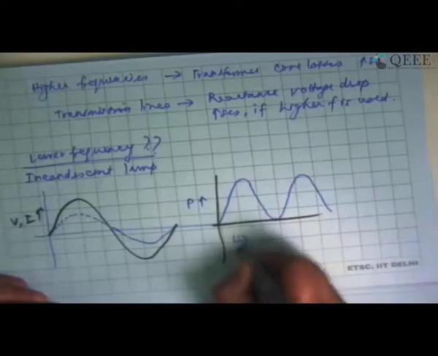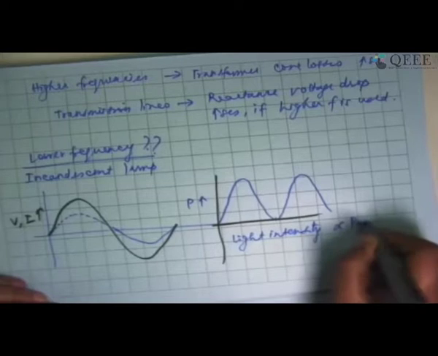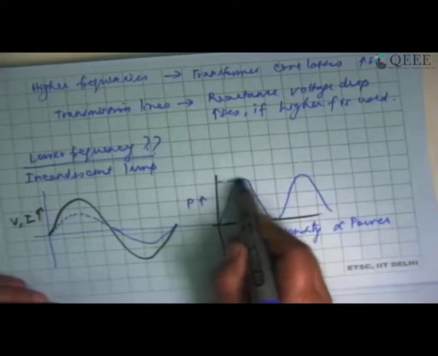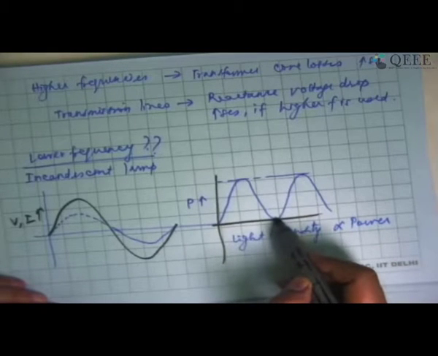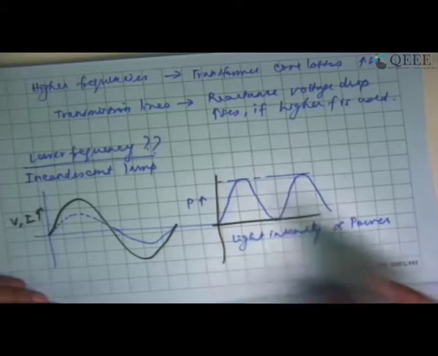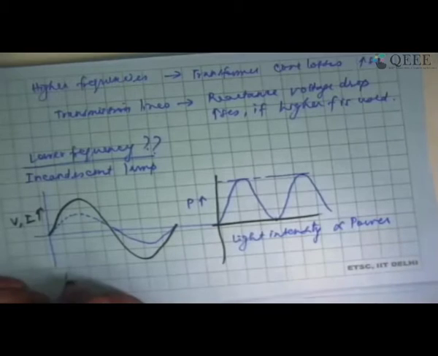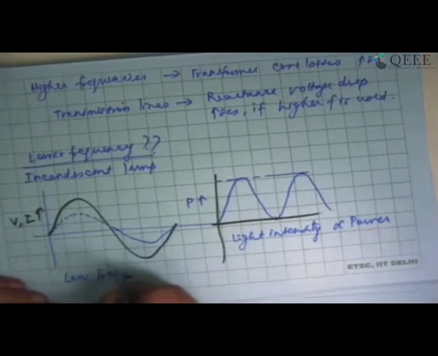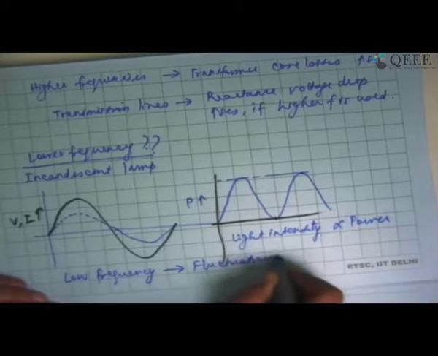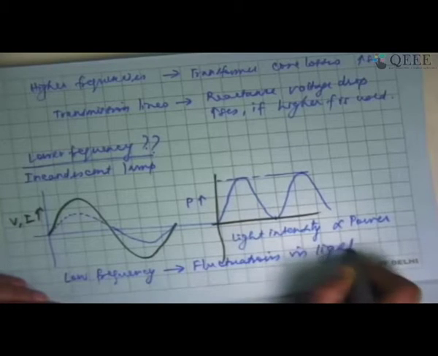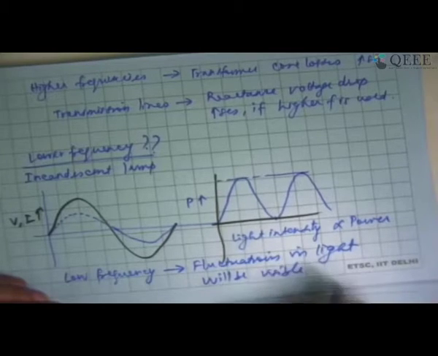So light intensity is proportional to power. So at this point, the light will glow very bright, whereas at this point, the light will glow in a very, very dim fashion. Hardly any light will be there. So if I have a low frequency, the fluctuation in lights will be visible to my eyes. Fluctuations in light will be visible, which is definitely not good for anybody who is trying to read.